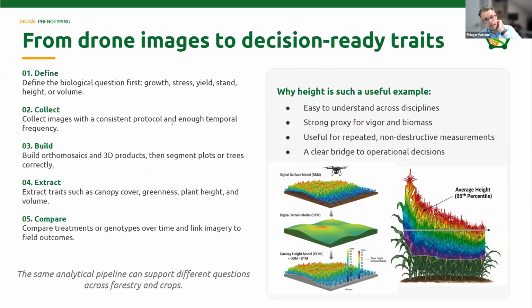But how do we start? First, we need to define what the question is, right? Are we trying to measure growth? Stress? Yield? Are we trying to count stands? Only measure height or volume of the crop? Each crop has its own unique traits that depend on which crop you're working with or the cycle of the crop. We need to choose and tailor for that, right?